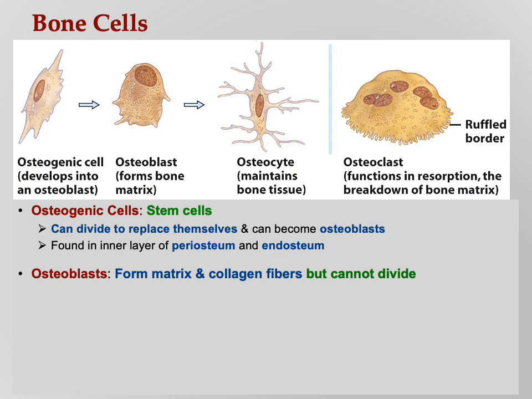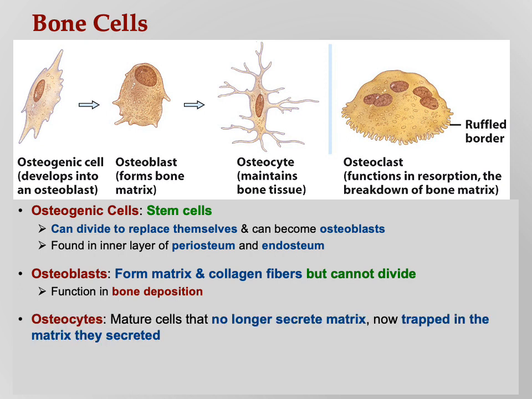The osteoblasts form the matrix and the collagen fibers, but they can't divide. So osteoblasts are interesting. The cell basically starts making a matrix of collagen fiber around itself, but then it ends up getting trapped inside of it. So that's its job. It functions in what we call bone deposition, laying down bone. We deposit things into the bone. We deposit a collagen matrix and minerals into the bone. That's called bone deposition. That's the formation of bone. That's an important term. We need to know that one. Bone deposition. Osteoblasts do bone deposition.